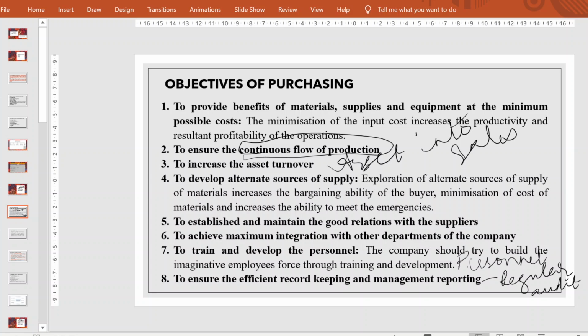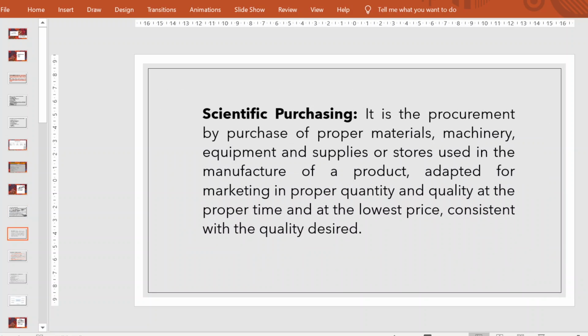Now, coming to the next one, what is scientific purchasing? It is the procurement by purchase of proper materials, machinery, equipment, and supplies or store, which is used in the manufacture of product for marketing in a proper quantity and quality. If you are having proper materials, machinery, equipment, and supplies, naturally you can have a proper quantity and quality at proper time, which can be offered at lowest price at a desirable quality. So this is the definition.